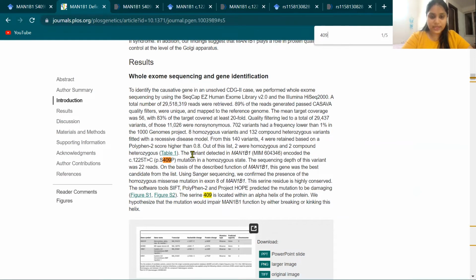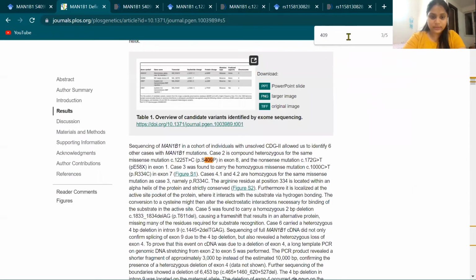So here they are saying that the variant detected in MAN1B1 encoded the c.1225T>C variant in a homozygous state in their patient. And next, they are saying that their case 2 is a compound heterozygous for the same missense mutation, that is S409P, along with a nonsense mutation.